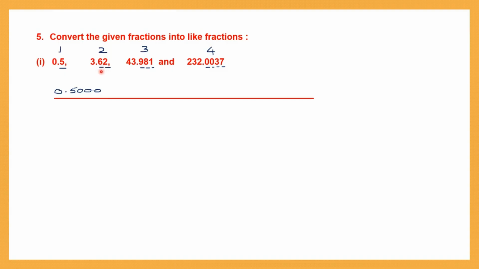Now let's go to the second one. Second one is 3.62. It has only 2 decimal places. I'm going to add 2 more zeros. Now it has 4 decimal places. Let's take the third one, 43.981. There are 3 decimal places. I'm going to add a 0. Now there are 4 decimal places. And the last one, I can write it as it is, 232.0037. So now they're all like decimals because they all have 4 decimal places. So these are called like decimals, whereas these are unlike decimals.